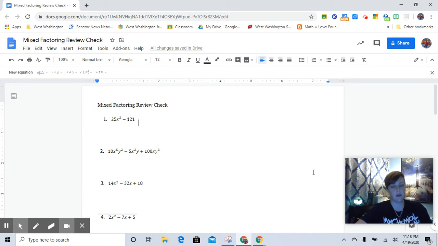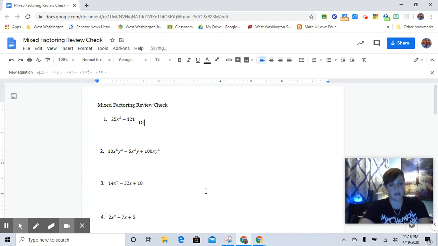And here we go. So number 1 is a difference of squares problem, and we know that because 25 is a perfect square, x squared is a perfect square, there's a subtraction sign here, and 121 is a perfect square. So this is difference of squares.